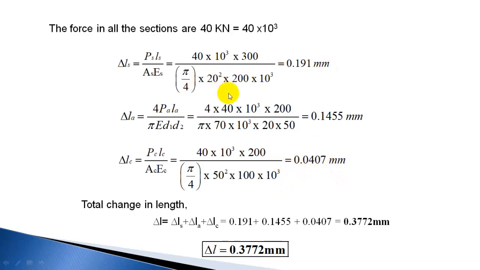You can observe all the loads are tensile, all are subjected to the same load. So all these are positive deformations, that means elongation, and you can add up all the elongations, which will give the total elongation as 0.3772 mm.